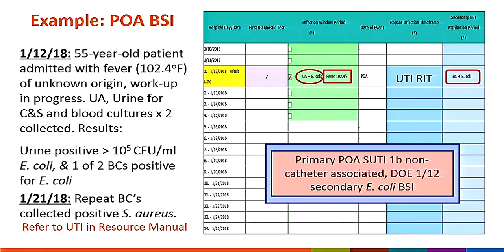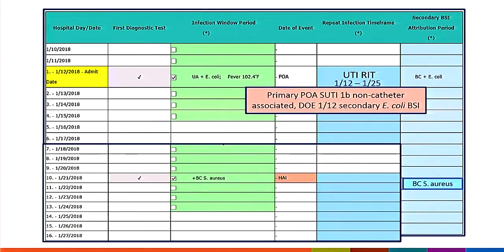So the date of event for the SUTI 1B, which is a non-catheter-associated UTI, is 1/12, and there's a secondary E. coli BSI. But you'll notice that on 1/22, the patient has a positive blood culture also collected. I'm noting that it says 1/22 here, but it's actually been checked as 1/21, so we'll go with 1/21. In this case, that Staph aureus, because it does not match the organism in the UTI criteria in the urine culture, has to be investigated. So if no other type of infection is identified to which it could be attributed, that would have to be considered a primary BSI, and it could potentially be a CLABSI.